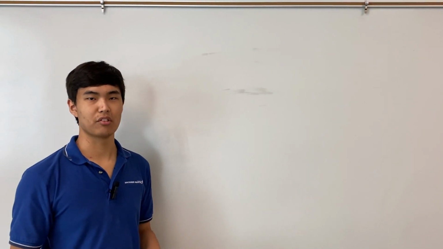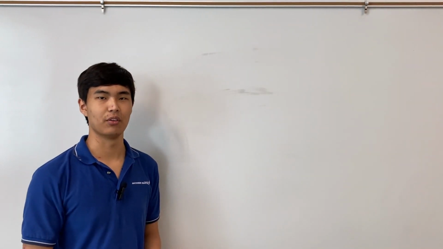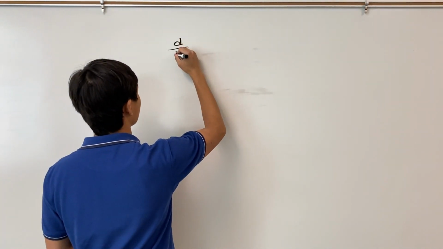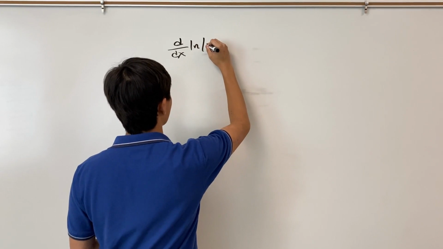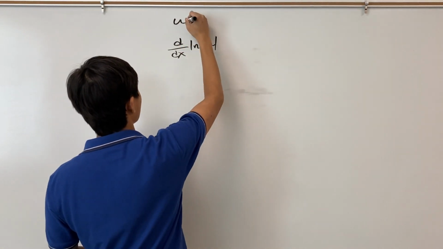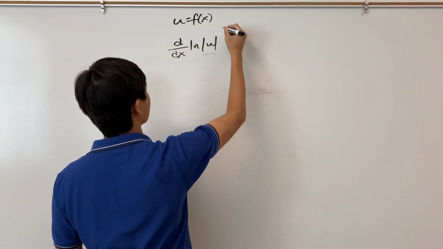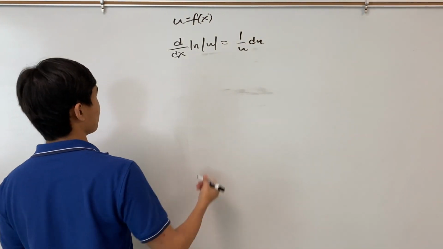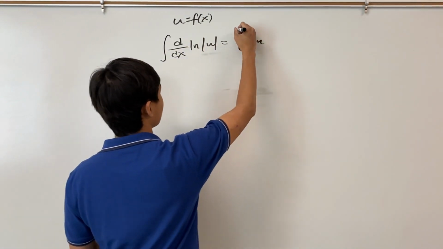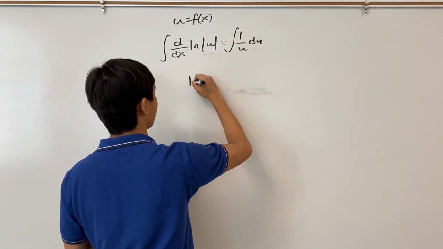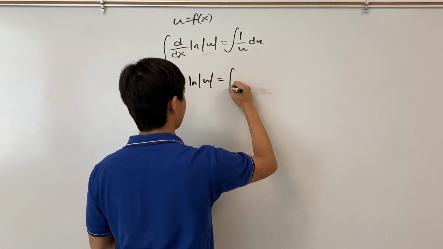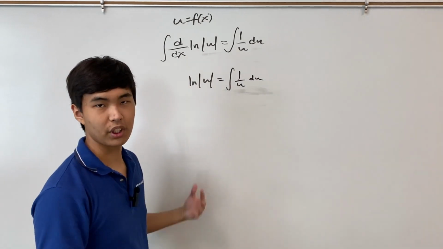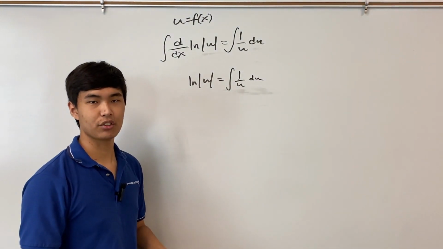In this video, we're going to go over the remaining basic integration rules that you guys have to know. We're going to start with natural log. So if you remember, the derivative of the natural log of u, where u is a function of x, is 1 over u du. So it only makes sense that the integral of 1 over u du is ln of u, like this.